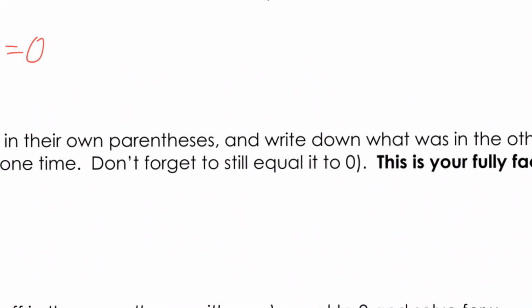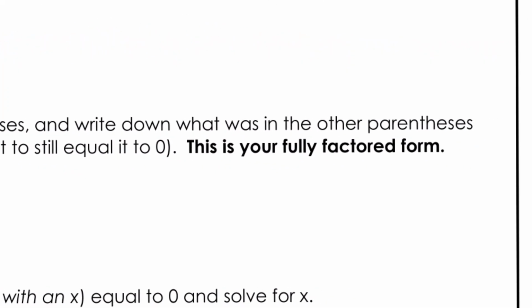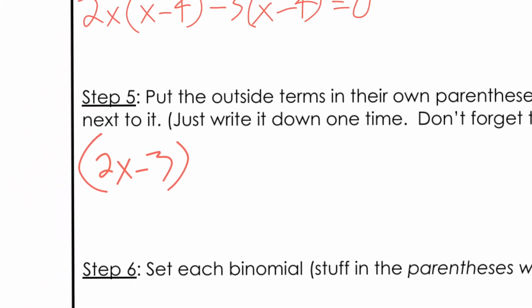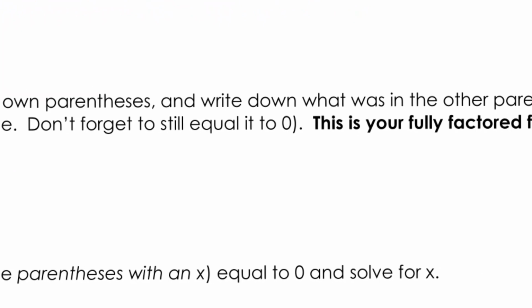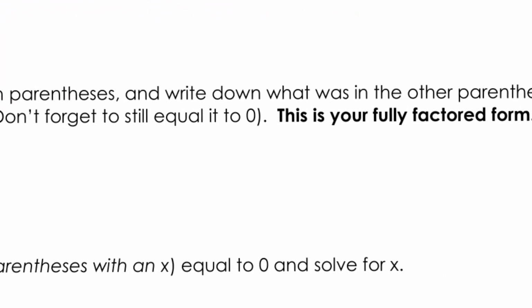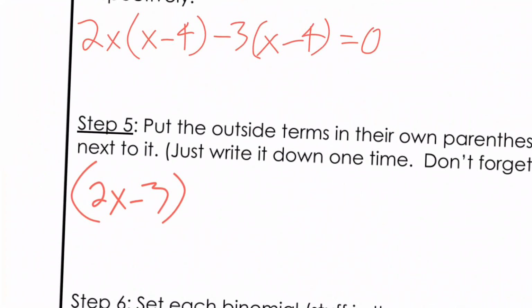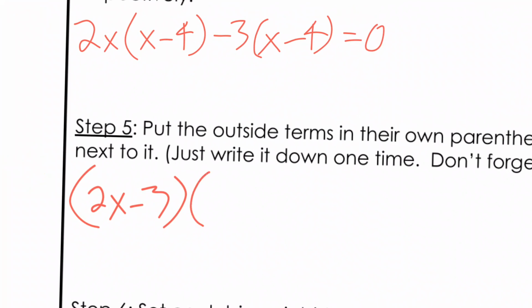And then write down what was in the other parentheses next to it. Just write it down one time, and don't forget to equal it to 0. This is going to be your fully factored form. So the stuff that was next to it, the x goes x minus 4. All right, you don't need to write it down 2 times. A lot of times kids want to write it down 2 times because they saw it 2 times.